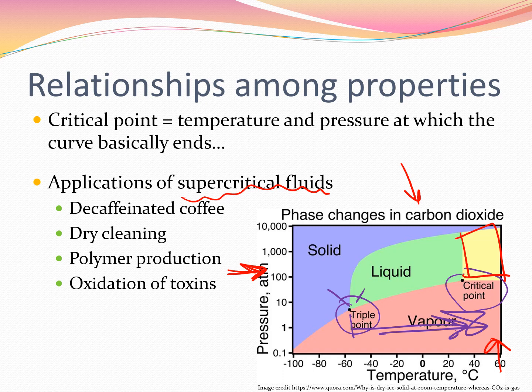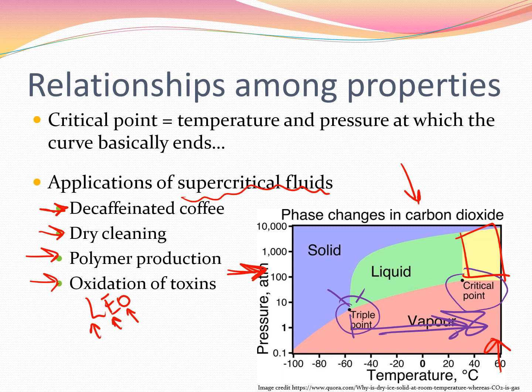Supercritical carbon dioxide is used to decaffeinate coffee. We literally dissolve the caffeine out of the coffee beans using supercritical carbon dioxide. This is also how we do our dry cleaning. It's also how we make plastic. We can also use these supercritical fluids to kind of detox poisons, so we can steal electrons away from some toxins. Remember that oxidation, LEO says lose electrons is oxidation. So we can steal electrons away from toxins and make them not toxic anymore.